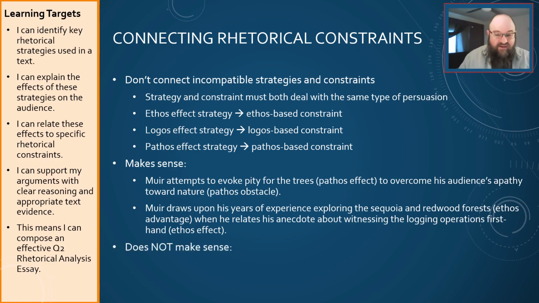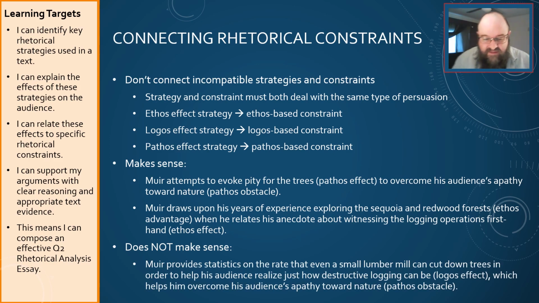Here's an example of rhetorical constraint and strategy that don't make sense together. Something like this. Muir provides statistics on the rate that even a small lumber mill can cut down trees in order to help his audience realize just how destructive logging can be. That's a logos effect because it's an argument, which helps him overcome the audience's apathy toward nature. Well, that doesn't make any sense. You can't make a logical argument to make people feel a certain way. That's the realm of pathos. So those are incompatible because they don't come from the same source of persuasion.